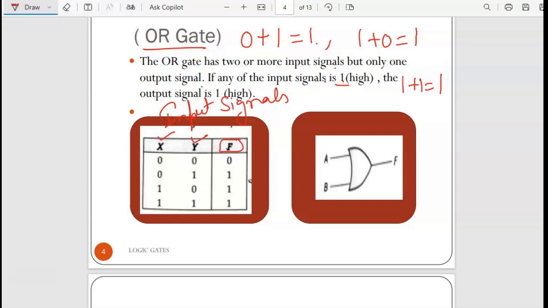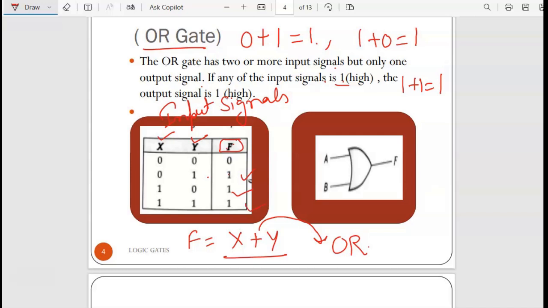Please check it properly. The way to write it down is the same. If you are not clear how to input the values for the input variables, you can check the first video itself: 0, 0, 1, 1, 0, 1, 0, 1. Then 0 plus 0 will obviously give you 0. At least one signal should be 1. So 0 plus 1 is 1. F is nothing but X plus Y, and this plus is nothing but the OR gate. So 0 plus 1 is 1, 1 plus 0 is 1, and 1 plus 1 is also 1.